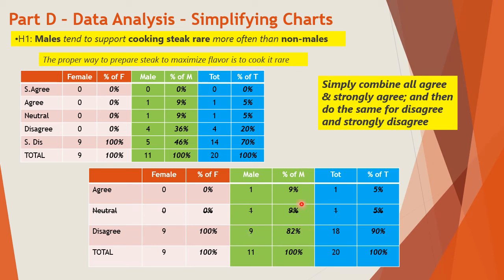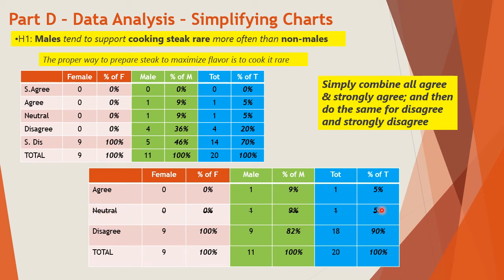And so it just helps us see the percentages a little bit more clearly than here, because we have all these variations, which might be important to your analysis if you are trying to look at gradations of people's opinion. But here we can see that 82% of men disagreed with the statement versus 9% which did agree with the statement, and the statement was the proper way to prepare steak. And we just did the same thing, carried the totals across.